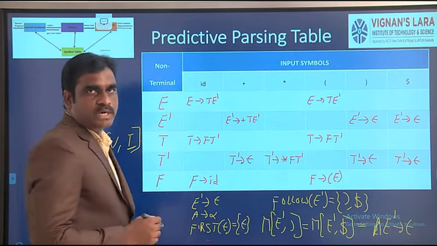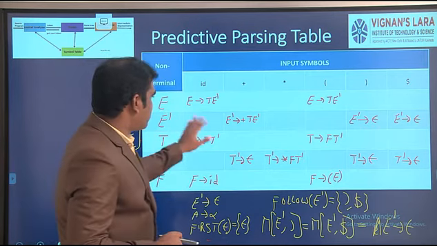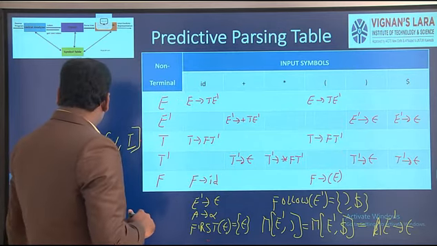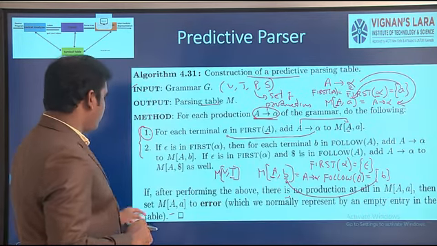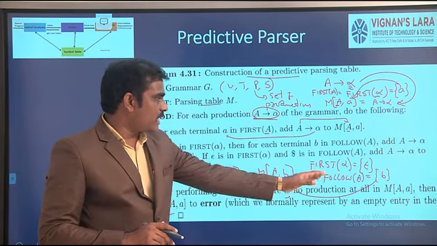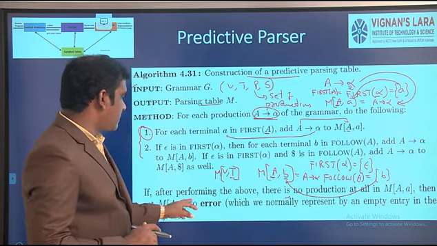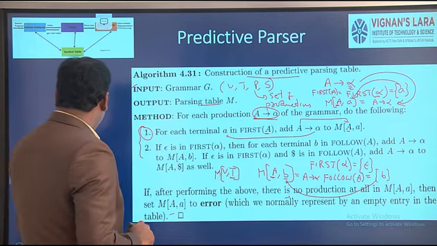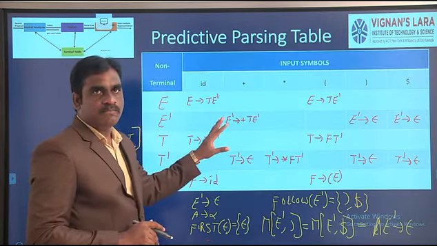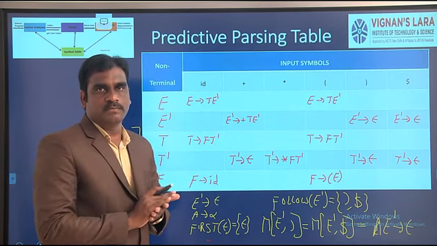So in this way we have constructed the predictive parsing table, and the blanks are errors. That is already mentioned in the algorithm: after performing the above, if there is no production at all in M of A comma a, then set M of A comma a to error. So all the blanks are errors. So in this way we construct the predictive parsing table. Thank you.